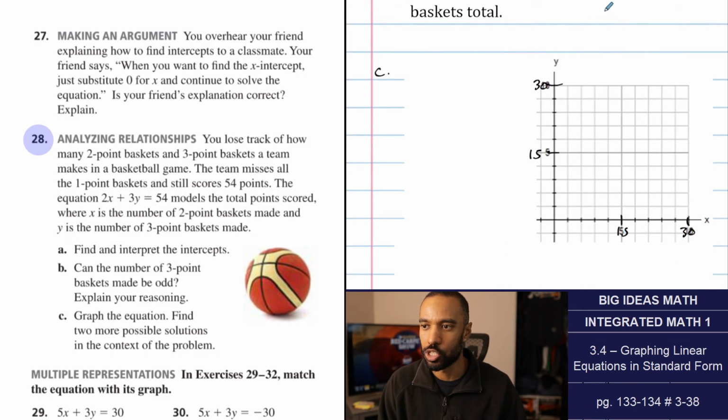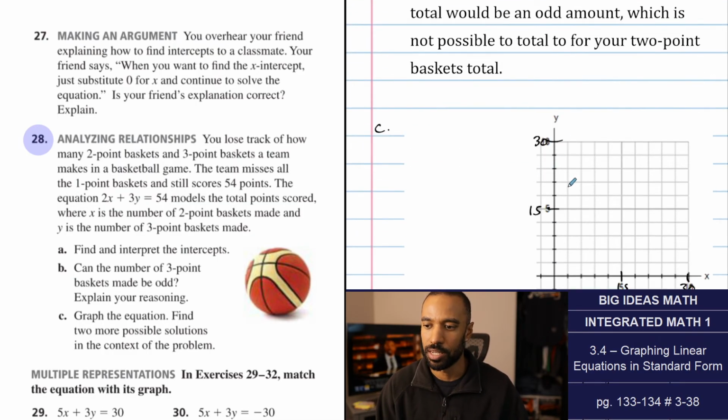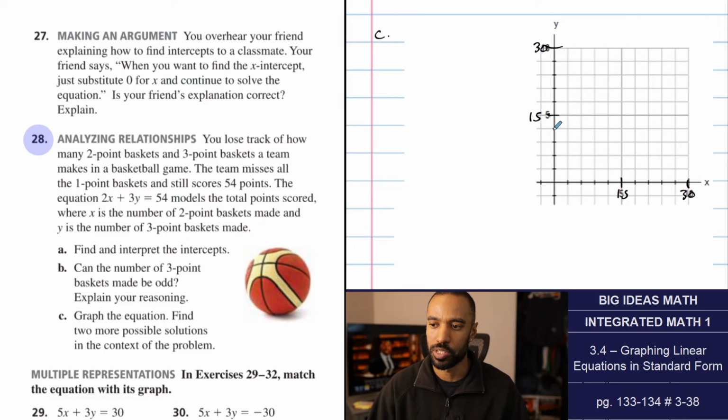0, 18 and 27, 0 are among them. Wait, 0, 18. 0, 18. These are going by 3s. So 3, 6, 9, 12, 15, 18. And there was also 27, 0. 15, 18, 21, 24, 27 right here. Okay, those are the intercepts.